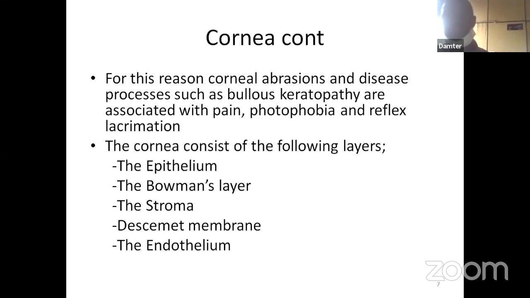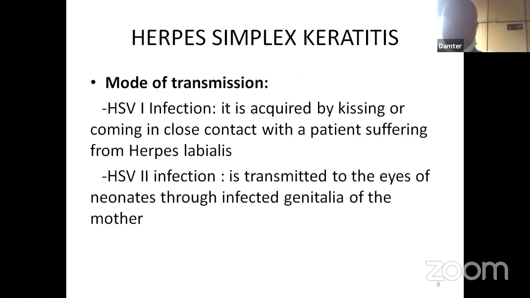For this reason, corneal abrasions and disease processes such as bullous keratopathy are associated with severe pain, photophobia, and reflex lacrimation. The cornea consists of the following layers: the epithelium, the Bowman layer, the stroma, the Descemet membrane, and the endothelium.